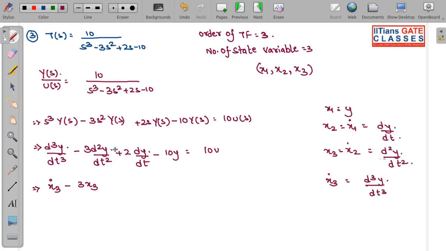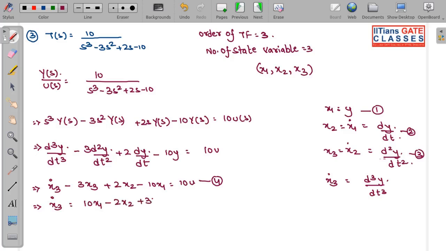Okay, so now you can see d square y by dt square, that is x3, plus 2 dy by dt is x2, minus 10y. So y is equal to x1, and 10u. Now you can see this is my equation number 1, equation number 2, equation number 3, and this is equation number 4. So x3 dot is equal to 10x1 minus 2x2 plus 3x3 plus 10u.